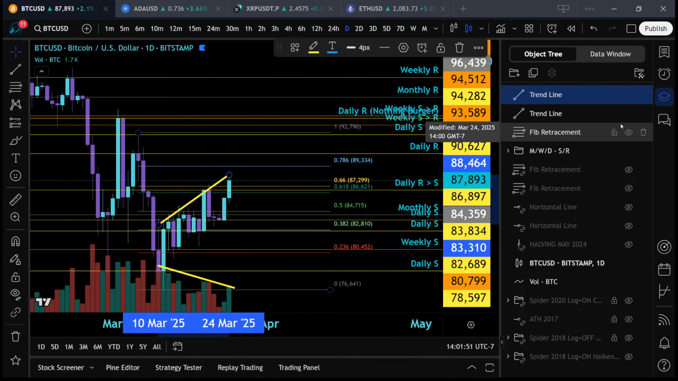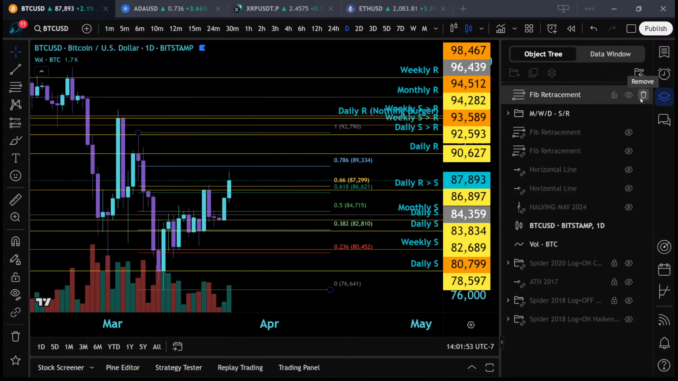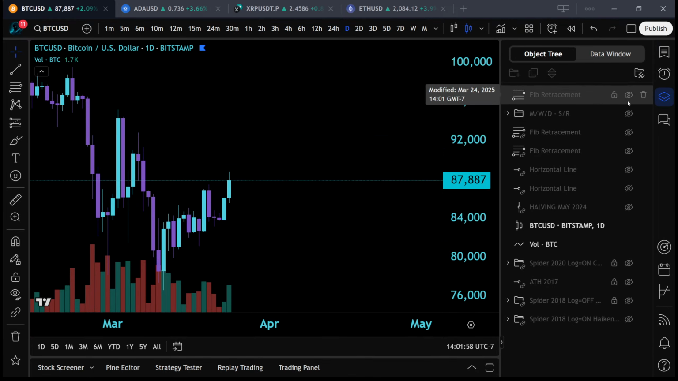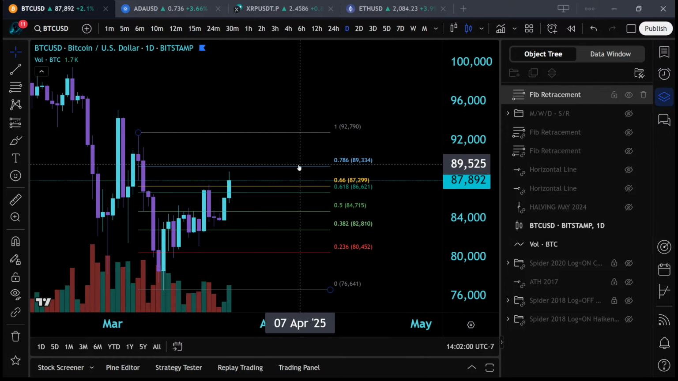At which point I'll probably make another video, just to keep you guys updated on what I'm looking at and what I think is happening. But let me just leave that fib open. So this is the level I'm looking at.